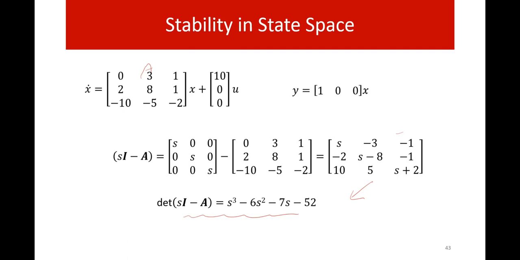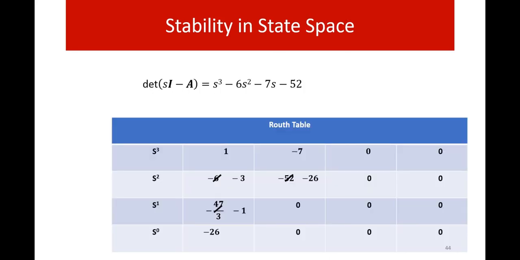So how to find the stability by using this relation? Maybe someone can solve it by finding the roots of this equation and finding the exact location of the poles. But an alternate way to find the stability is the RH criteria. First of all, to fill the Routh table, there are 4 coefficients: 1, minus 6, minus 7, and minus 52.